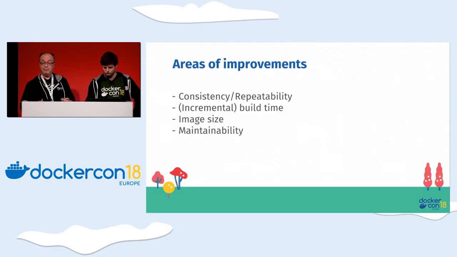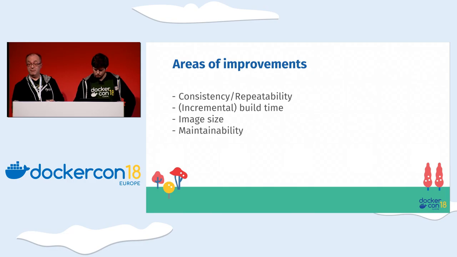Okay, we're going to be looking at Dockerfiles and how to improve them. And there are some areas that we're going to be focusing on. That is consistency and repeatability of your builds. The build time, because you don't want to wait too long when building your images. Also, the image size, because if you deploy your image, you don't want it to take up too much space, and time to deploy is important as well. And of course, security and maintainability.